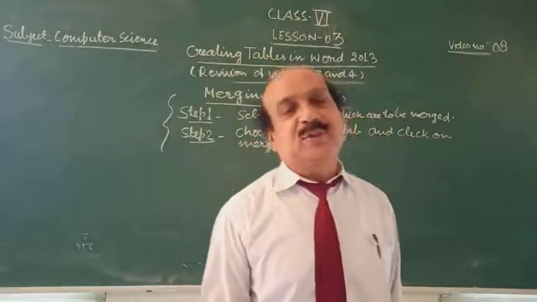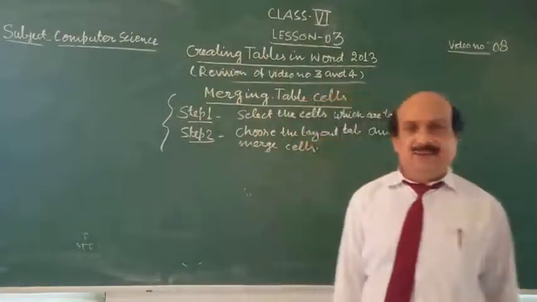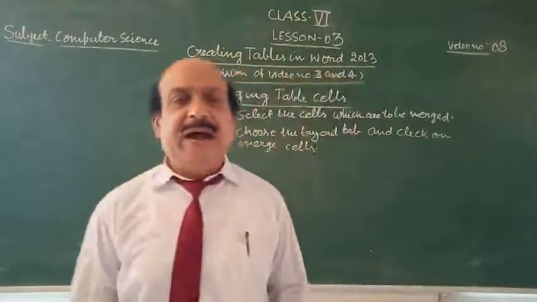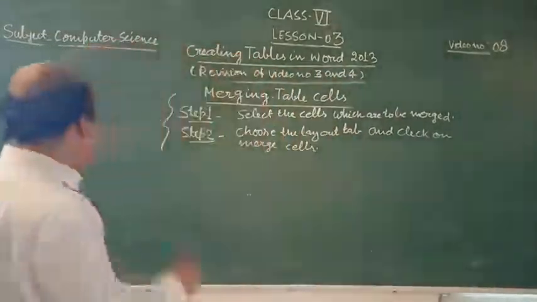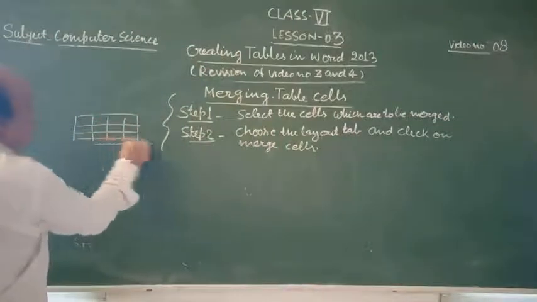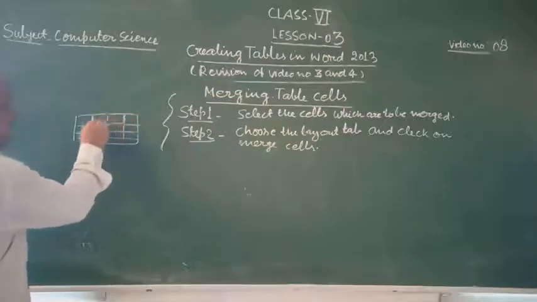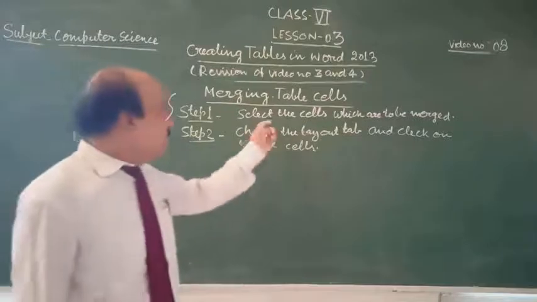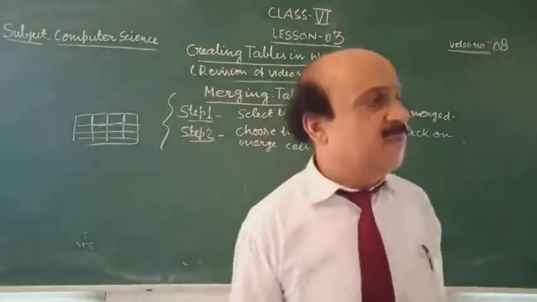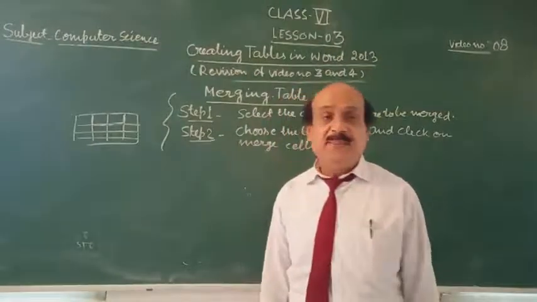What steps you have to take? Step 1. Select the cells which are to be merged. If in the table we are going to merge 2 or 3 cells, first of all you will select the cells. Here we are selecting 2 or 3 cells. First of all, you will select the cells whose data has to be merged.